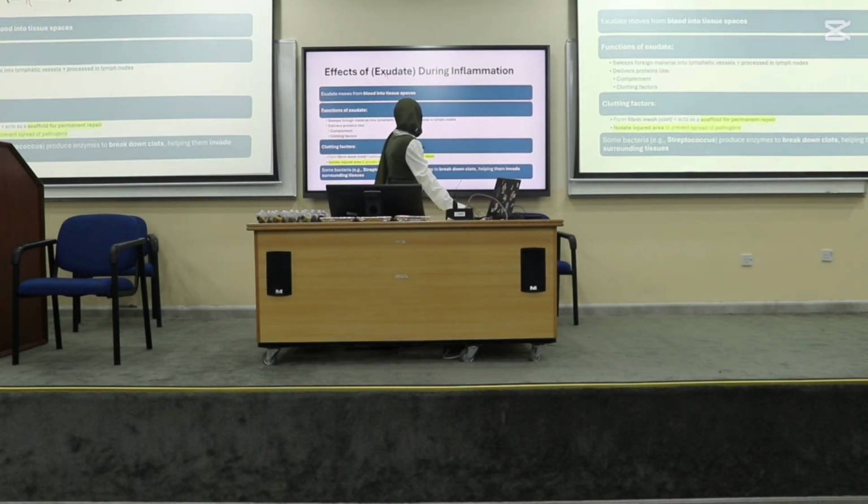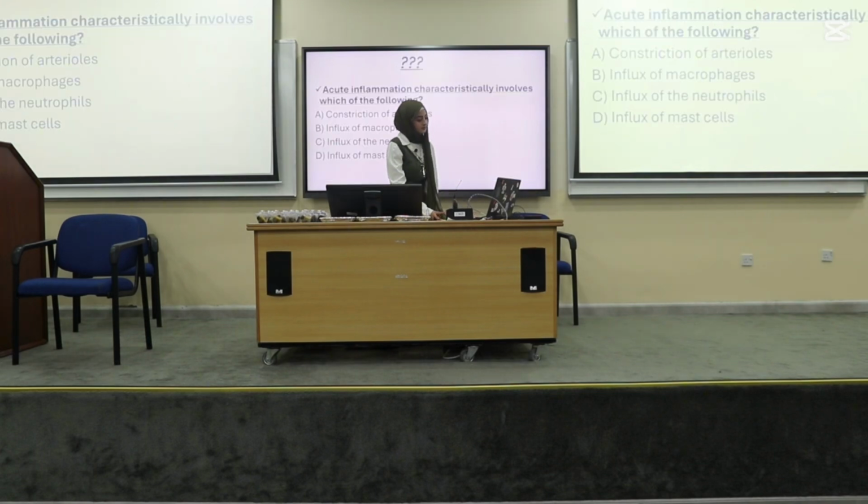I already mentioned this. Functions of exudates: sweep foreign material into lymphatic vessels. Why do we need clotting factors? Why do we need a fibrin mesh in the area? So that the pathogen doesn't spread. Yes, okay. And we can also assume that after we get rid of this pathogen, if there is any injury, we can also repair it. We can use this fibrin mesh for it. Some bacteria like Streptococcus produce enzymes to break down the clots, helping them invade surrounding tissues.